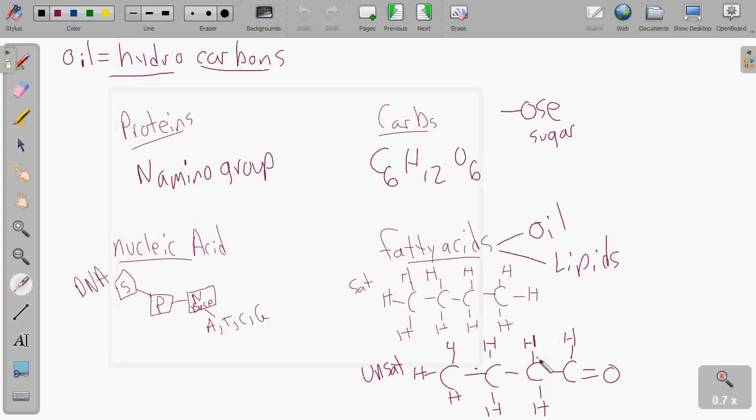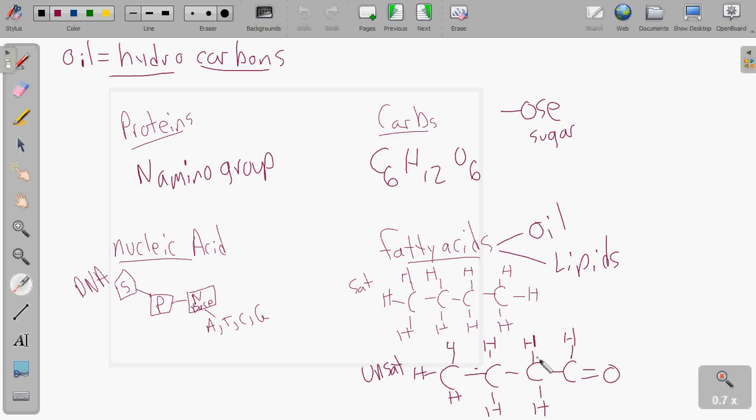There are four main groups of organic molecules: proteins, carbohydrates, nucleic acids, and fatty acids or lipids. Okay, so oils, waxes, lipids, a lot of them are from fatty acids. And proteins have nitrogen-containing amino groups. That's why they're made out of amino acids. Carbohydrates are usually carbon, hydrogen, and oxygen. By the way, anything that ends in ose is a sugar. So glucose, fructose, maltose, lactose, those are sugars.